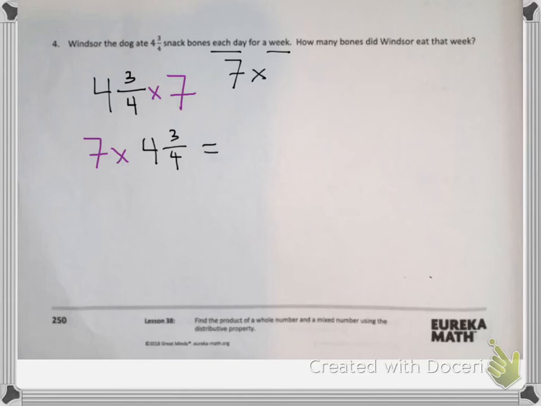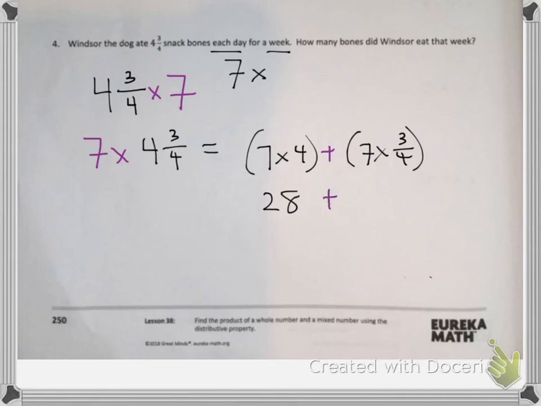I am then going to use the distributive property to help me. So I'm going to do 7 times 4 plus 7 times 3/4. This gives me 28, and this gives me 21/4. I'm not going to use a number bond to do this because I think it'll take me too long. I'm going to use skip counting to find the mixed number here.